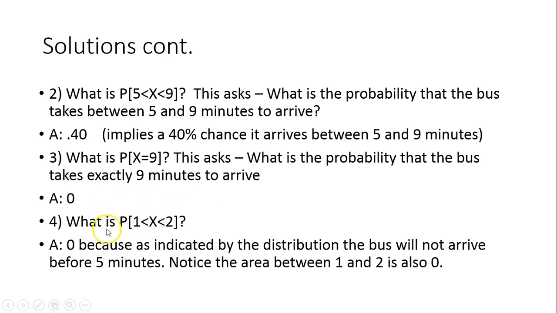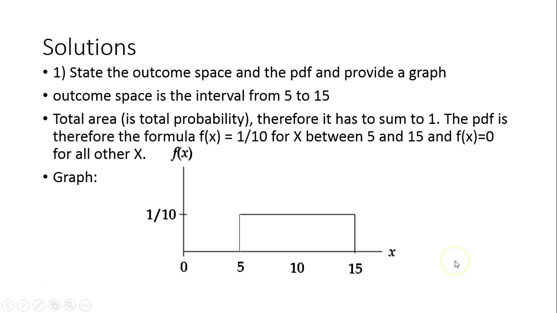What is the probability x is between 1 and 2? It's 0, because the distribution indicates the bus will not arrive before 5 minutes. So the area between 1 and 2 is also 0. I have here 1 and 2, and the area here is going to be 0. There's no area there.